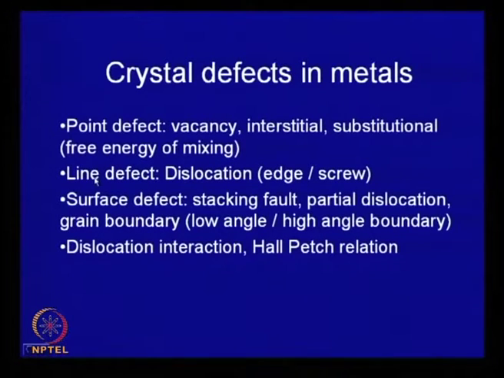And then we introduced the concept of a line defect, the dislocation. In fact, particularly the mechanical properties of metal are determined by the types of dislocations which are present in the crystal, and dislocation interaction, dislocation precipitate interaction, dislocation and this impurity atom interaction.